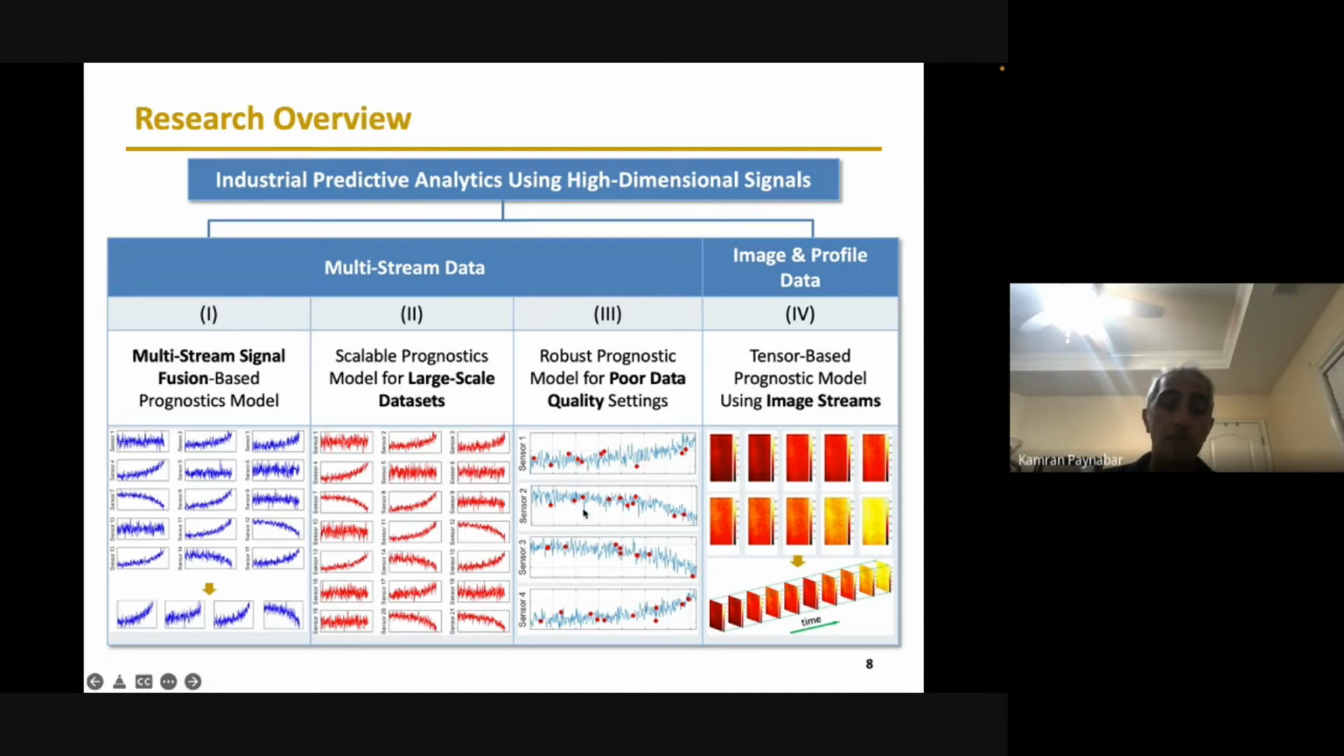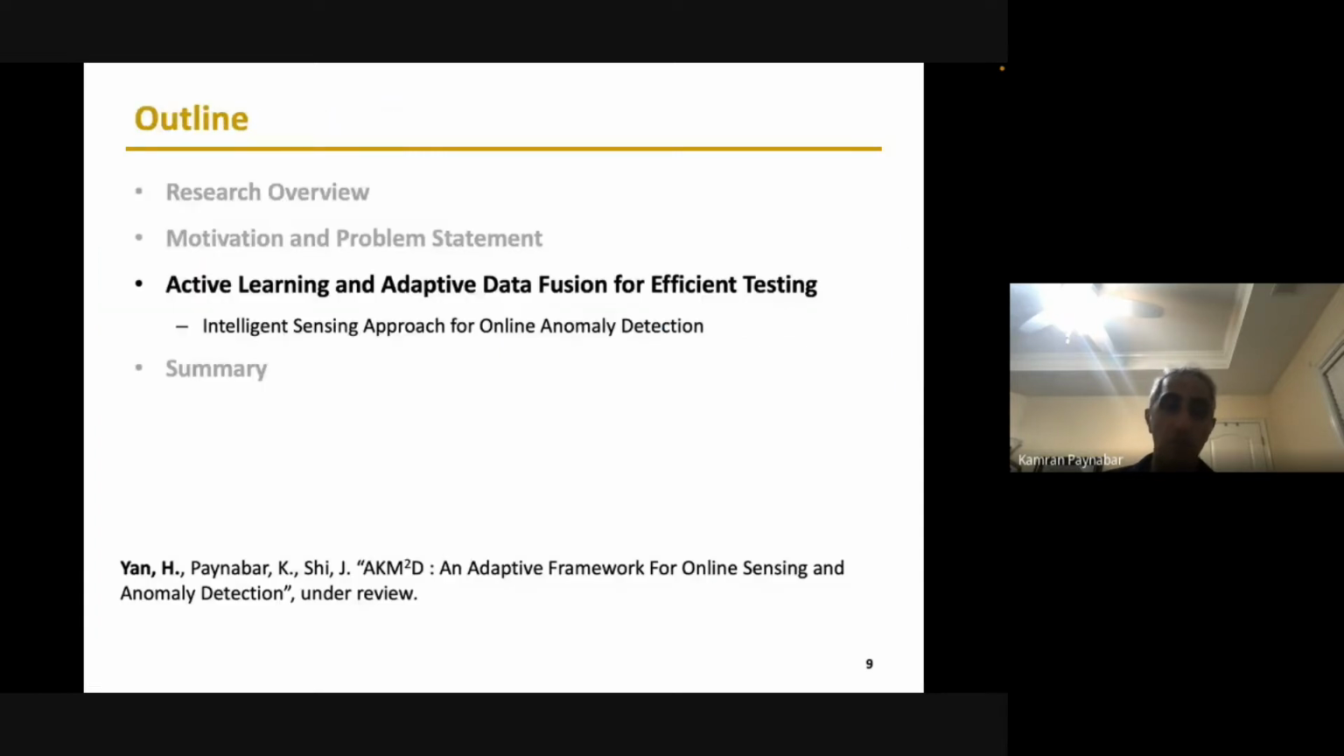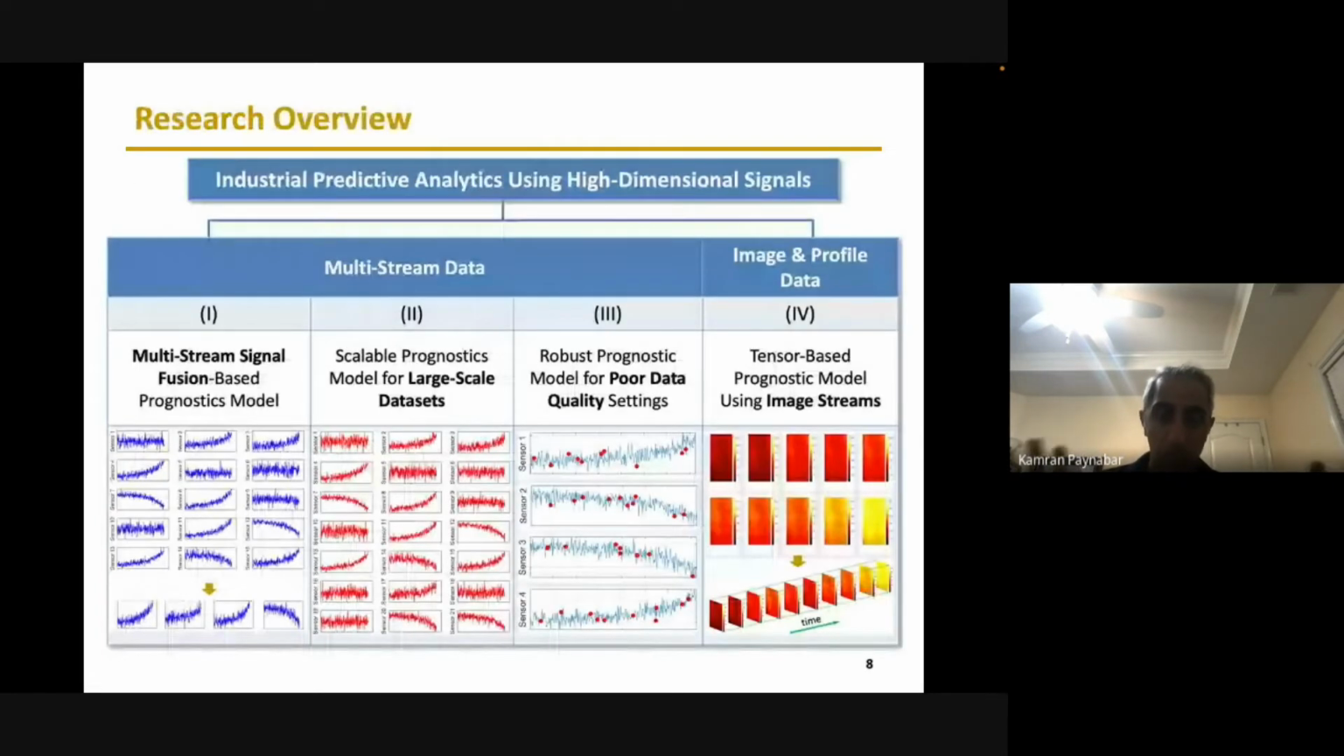Now the question is, can you do prognostics with this sparse, poor quality data, with a lot of missing values? This is another topic we worked on. And as I said, we worked on image streams as well. Okay, so that's basically a big introduction of what kind of research I do with respect to high-dimensional data analysis and low-dimensional learning from high-dimensional data.